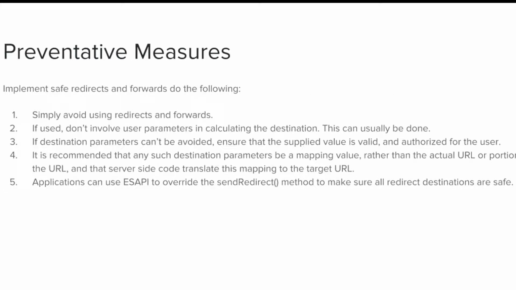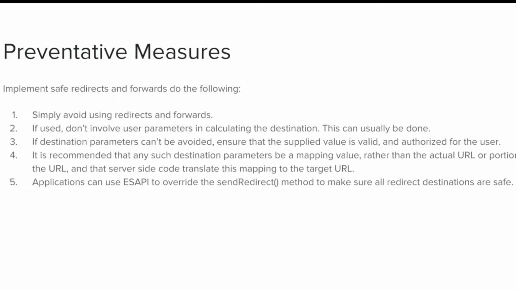The best way to prevent invalidated redirects and forwards is by implementing safe redirects and forwards. This can best be done as follows. 1. Simply avoid using redirects and forwards. 2. If used, don't involve user parameters in calculating the destination. This can usually be done. If a destination parameter can't be avoided, ensure that the supplied value is valid and authorized for the user.